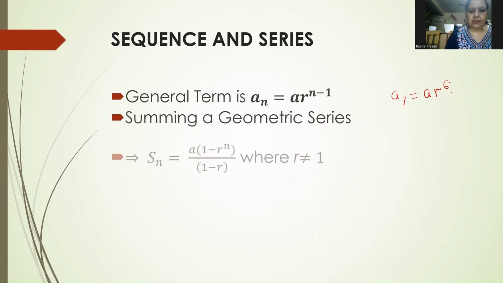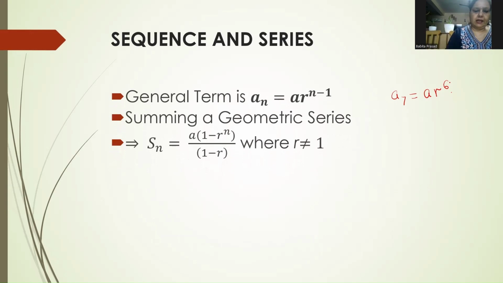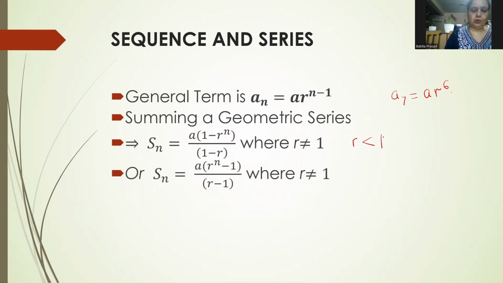Summing a geometric series, it is given by S_n = A(1 minus R^n) upon (1 minus R), where R is not equal to 1. This is used when R is less than 1. And if R is greater than 1, we use this formula: A(R^n minus 1) upon (R minus 1).